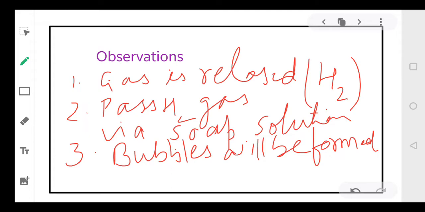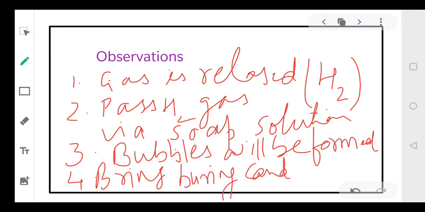Now what will we do? What we had done yesterday? We'll bring a burning candle near to the bubble. The bubble will burst and the candle will burn with pop sound. So the fourth observation is, we'll bring a burning candle near the bubble, and the candle will burn with pop sound. So you have to write one more line, that the candle will burn with pop sound.